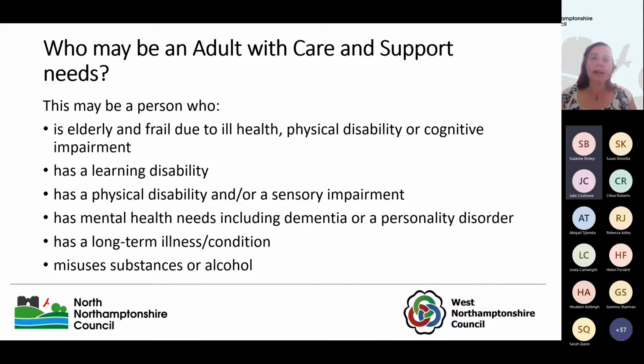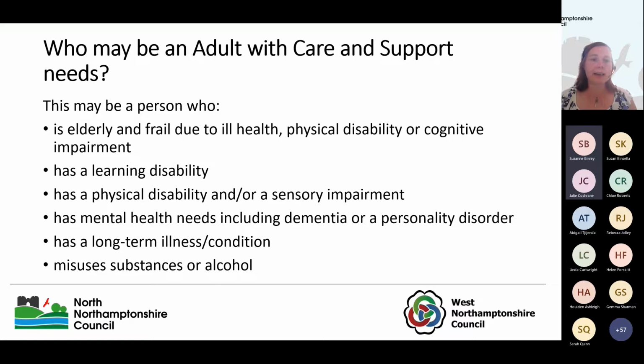Okay, so when we're talking about adults with care and support needs, quite a few of you have used the term vulnerable adults, which is still used in quite a lot of areas. The Care Act did coin the term adults with care and support needs, because actually sometimes people don't see themselves as vulnerable, even though they are. So it tends to talk all the way through about adults with care and support needs. So that's the phrase I've tended to use throughout this presentation.